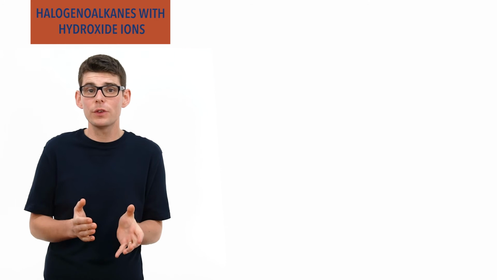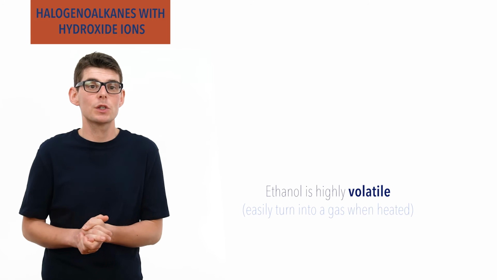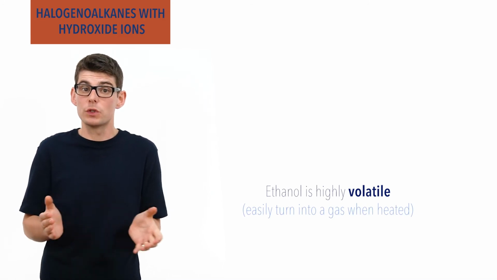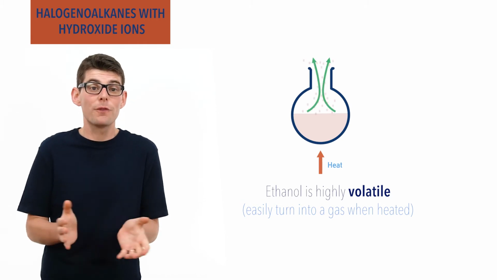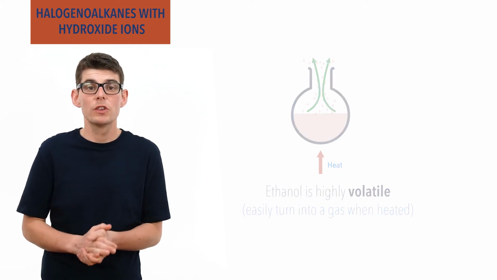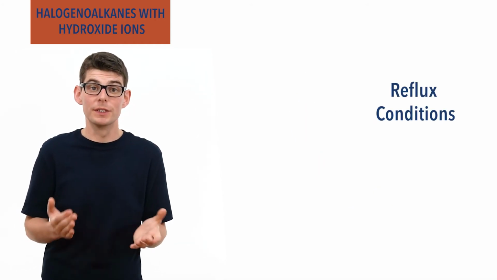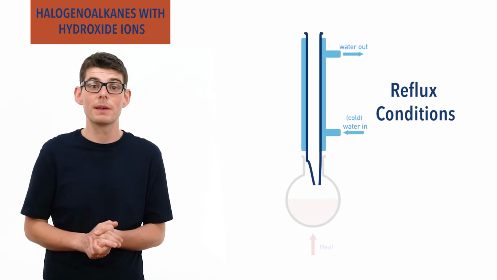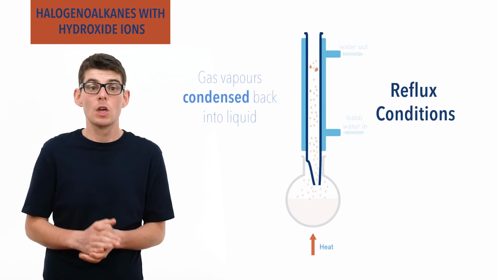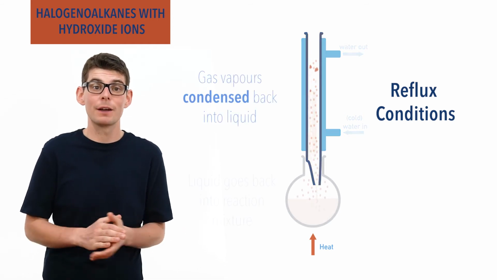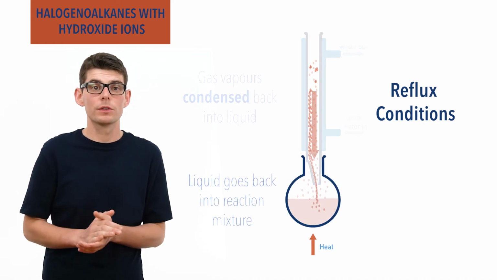The problem is ethanol and many halogenoalkanes are highly volatile, meaning they easily turn into a gas when heated. This means as soon as you heat up the reaction mixture, they would vaporize and leave the mixture as gases before the reaction has a chance to finish. To prevent this from happening, the reaction mixture is heated under reflux. A condenser is placed vertically above the heated mixture to cool and condense any vapors that form back into liquid. Gravity then forces the liquid to go back down into the reaction mixture. This ensures no reactants or products are lost.